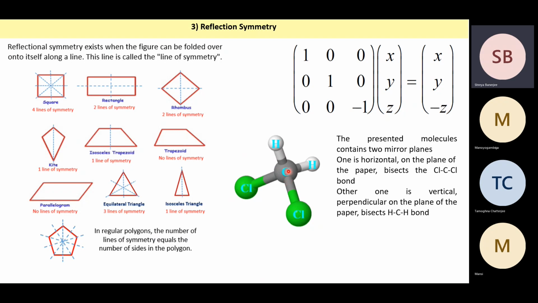If you have a plane bisecting this CCl2 bond, then there is reflection of one Cl through the plane onto the other Cl. It is only possible because you have a B2C2 type molecule. If it was 4 different groups, there would be no such reflection symmetry.